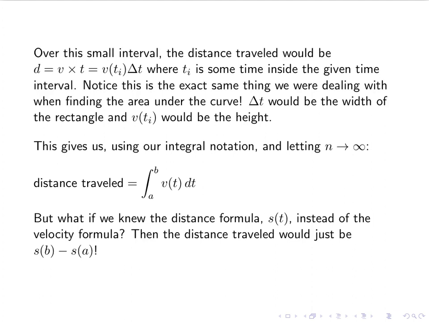But with this application, there's something I know about velocity. If I want to find the distance traveled and I know velocity, how are those two functions related? Well, velocity is the derivative of position. So if I knew the distance formula or the position formula, which we generally call s of t, I can find the distance traveled by just taking the difference of the endpoints, s of b minus s of a. If I know where it is at point A and I know where it is at point B, I just subtract them to find out how far it went.